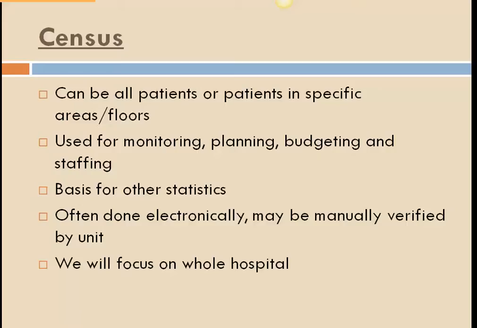The census also becomes the basis for some other statistics, some other calculations that we'll talk about here over the next several weeks. In most facilities today, the census is done electronically, but it may be verified manually. Typically, the whole census for the whole hospital wouldn't be manually verified because of the time involved with that, but it may be manually verified by unit or by floor. So the unit clerk or the charge nurse might at each shift print out the census and make sure that it matches up to the actual patients that they have in care on the floor.